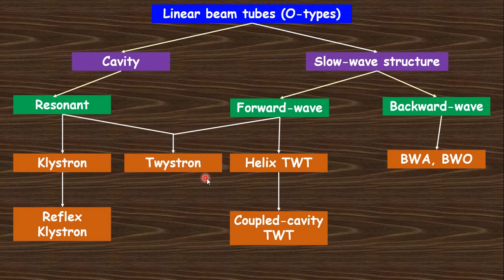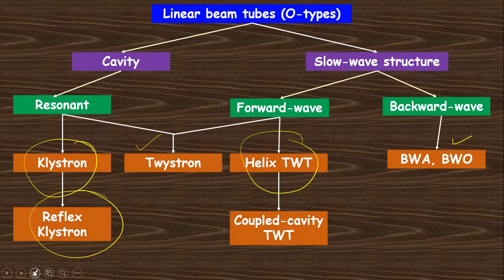So in our syllabus we will discuss the klystron, reflex klystron, helix TWT, BWO, and tristron very briefly, but definitely we want to discuss the klystron, reflex klystron, and helix TWT deeply. Number 1, number 2, and number 3, and these two are discussed very briefly. Clear about the scenario of this total lecture? Clear. So we want to discuss these three in detail, and these two in short in this lecture.